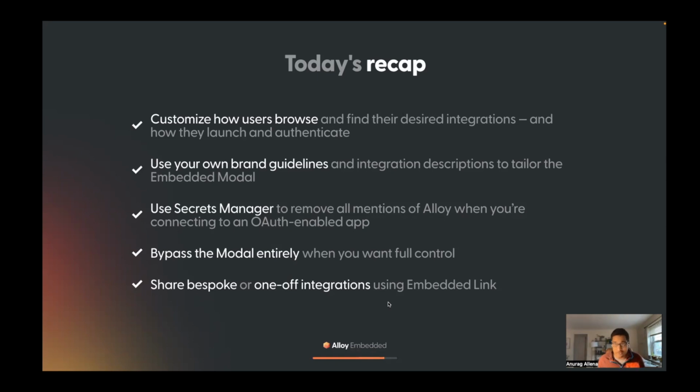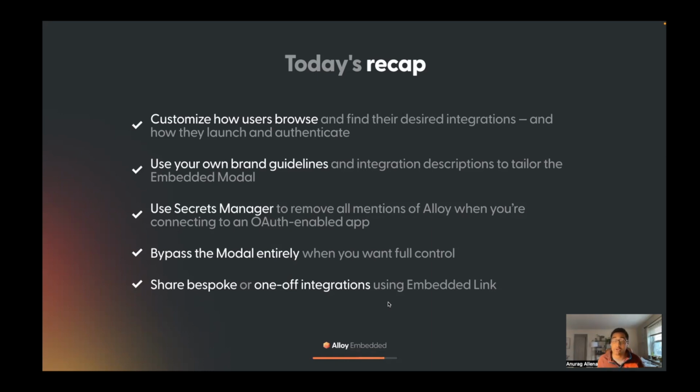Then, for the piece of focusing on speed, right? When you really want to prioritize speed, the business scenario calls for launching an integration, but not necessarily being concerned about whether users can see that Alloy is helping to power it. Well, you can simply use the embedded modal and customize it using your own brand guidelines, so customizing the colors as well as the descriptions of the integrations and associated workflows so that it feels like a native experience and so that users know exactly what the integrations they're using do, right?